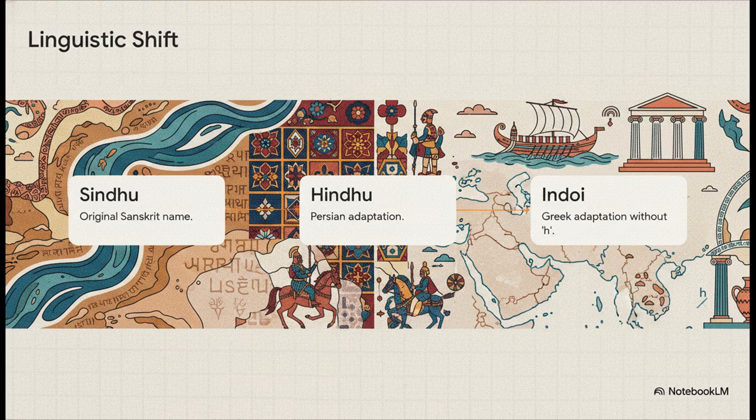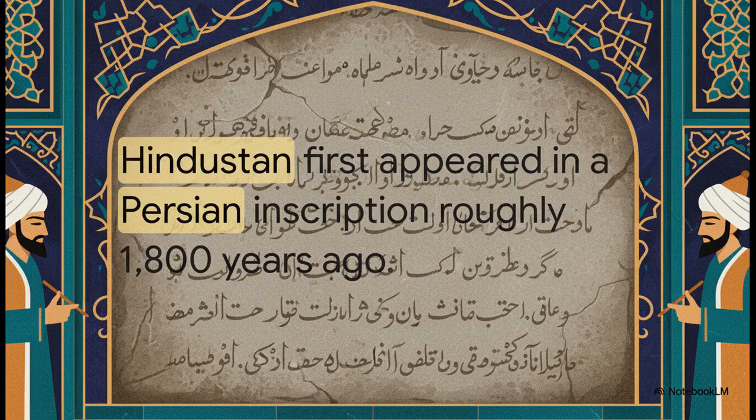This original river name basically went through a giant game of historical telephone over centuries of foreign contact. In the 6th century BCE, invading Persians encountered the Sindhu River. In their language, they adapted Sindhu to Hindu, which was a purely geographical term for the river region. Later, the ancient Greeks came along, using the Persian records. But the Greeks didn't have an H sound in their language, so they just dropped it completely, transforming Hindo into Indoi or Indike.